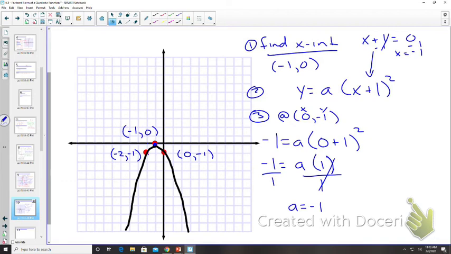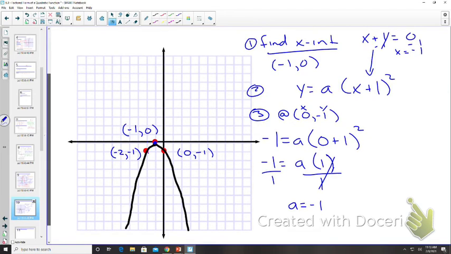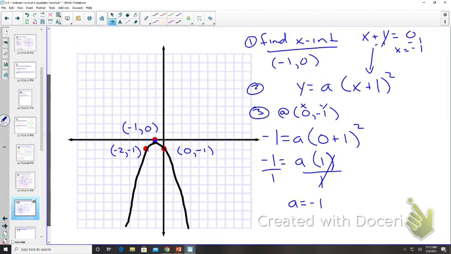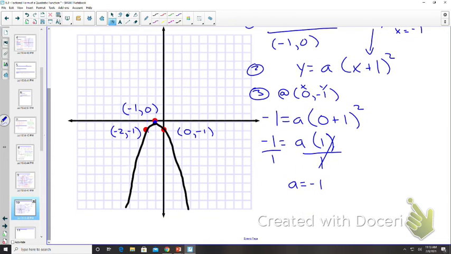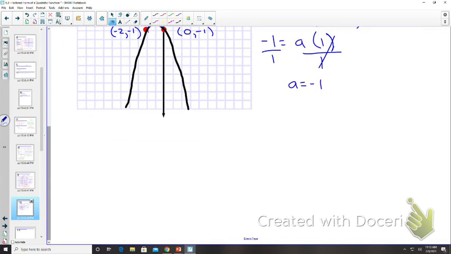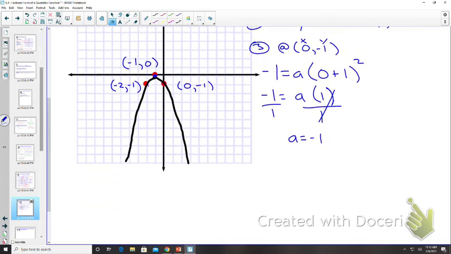Okay, now that I have my a value and my factored form, I'm just going to do my last step here and write my equation again. So step 4, we have y is equal to negative 1, and then we had our x plus 1 squared. And we can simplify that to y is equal to negative x plus 1 squared.